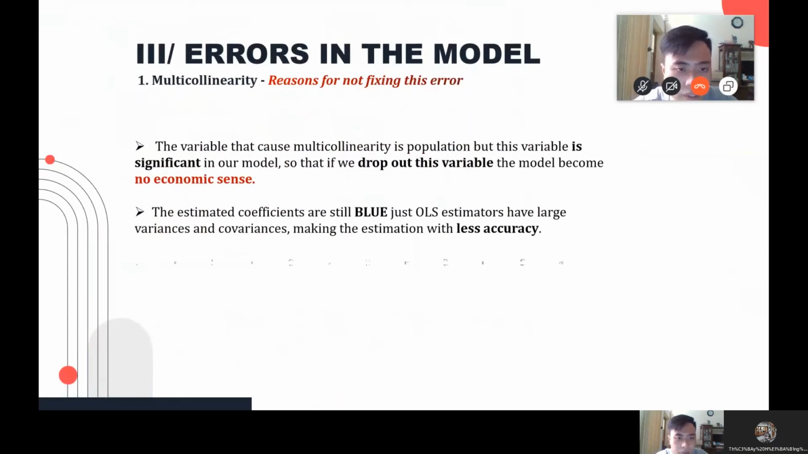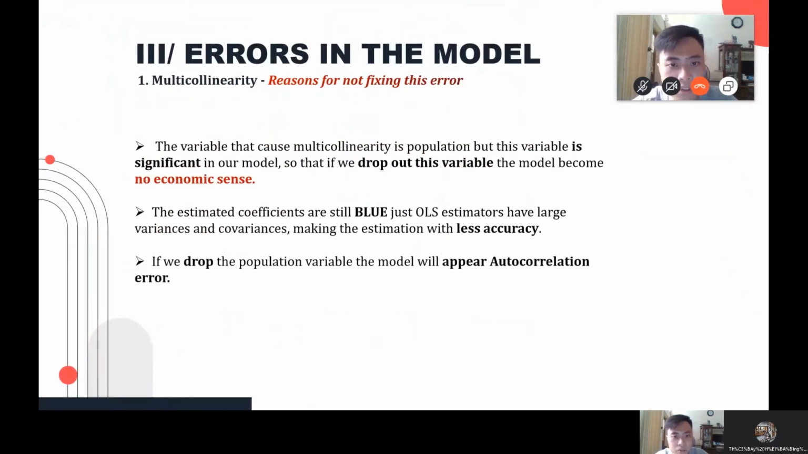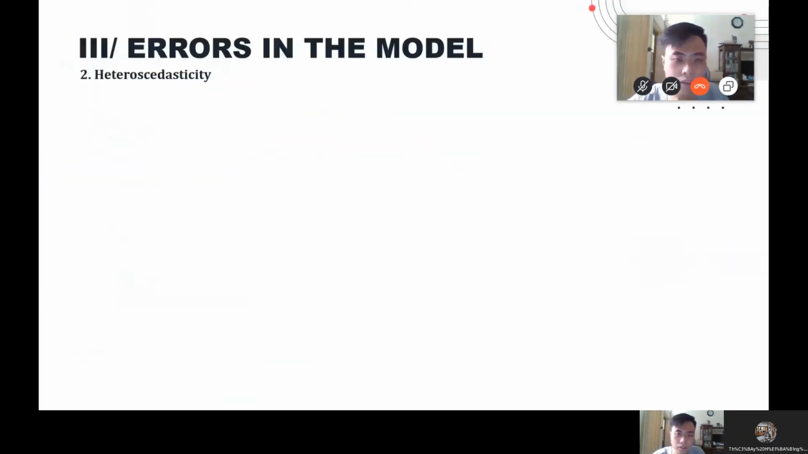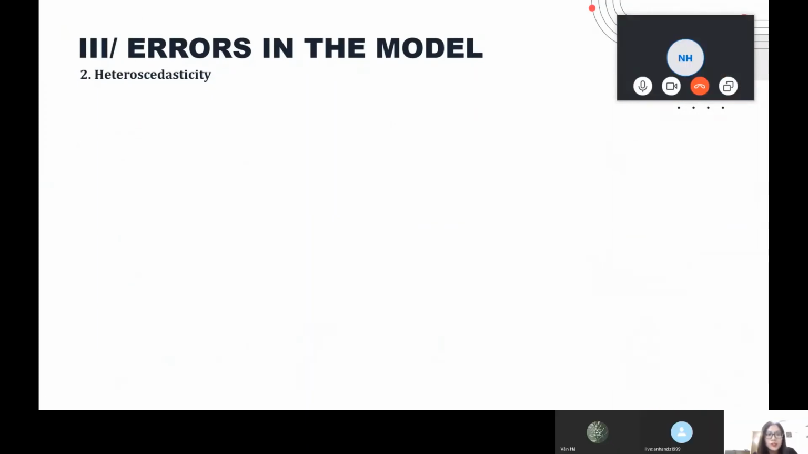There are 3 reasons we choose not to fix this error. First, population is a significant variable, so if we drop it out of the model, it makes no economic sense. The second is the model is still BLUE, and the third is that if we drop this variable, an autocorrelation error will appear. So we come to the next part of my partner. I will continue with my part.